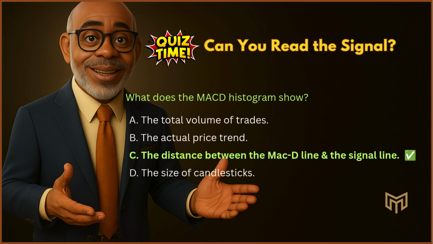B, the actual price trend. The MACD is derived from price, but the histogram isn't showing you price itself. It's showing you the relationship between two moving averages. And D, the size of candlesticks. Candlestick size tells you about price range within a single period. That's a different conversation altogether. If you got C, you're not just seeing the bars, you're reading what they mean. Now you know.